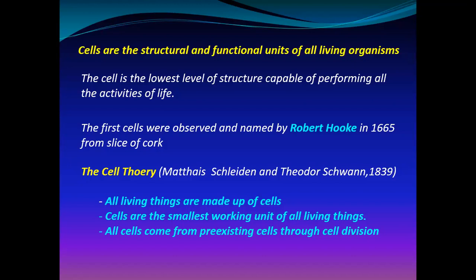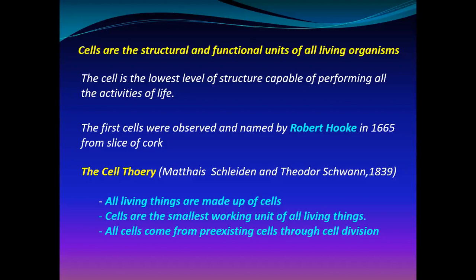The first reported knowledge about the cell is by Robert Hooke in 1665, from a slice of cork. Subsequently, the cell theory was postulated by Matthias Schleiden and Theodor Schwann in 1839. What they postulated: all living things are made up of cells. Cells are the smallest working unit of all living things. All cells come from pre-existing cells through cell division.